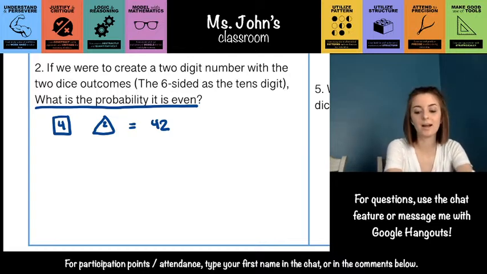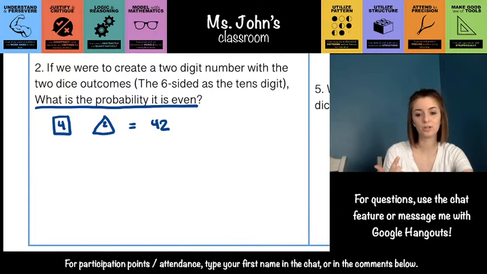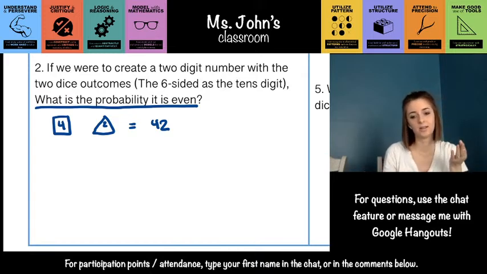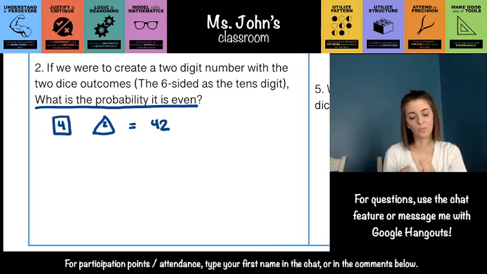Now here's the deal. I don't want to list out 24 different possibilities and then just count, because there's a better way to do it. Because the 4-sided die is going to be the 1s digit, any number with a 1s digit that's even is also going to be even, right? So if you get a 4 or a 2 on your 4-sided die, then your number is going to be even. The other options are 1 and 3, which are not going to be even. There's nothing you could get on the 6-sided die that could make it not even, right? It's all dependent on the 1s digit.